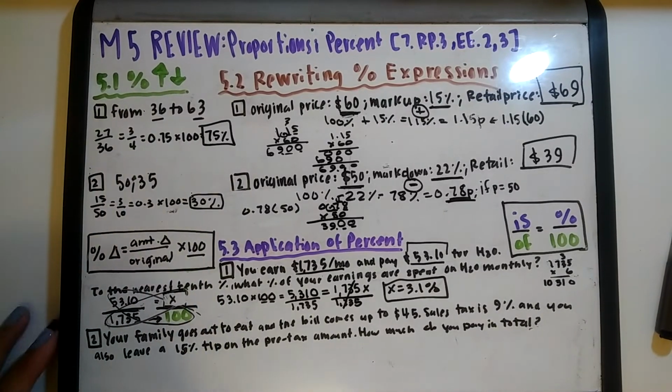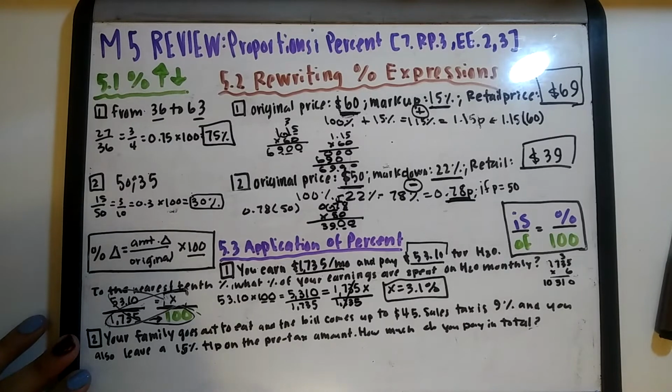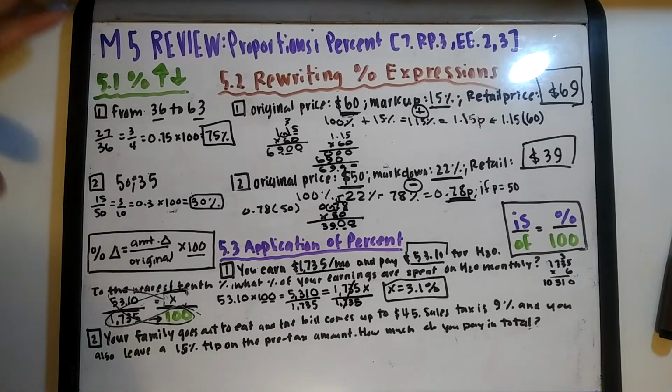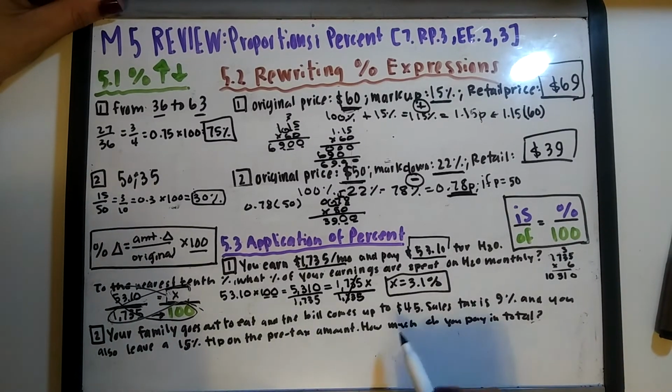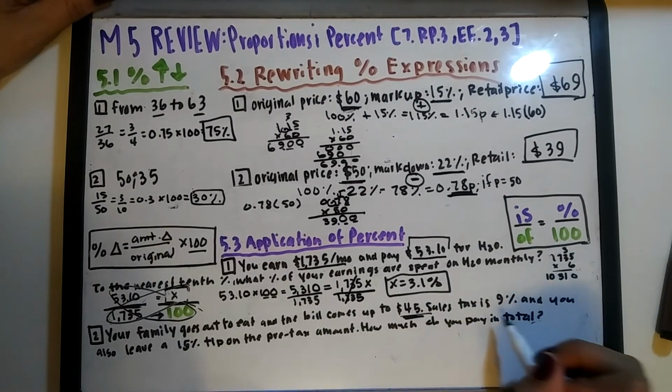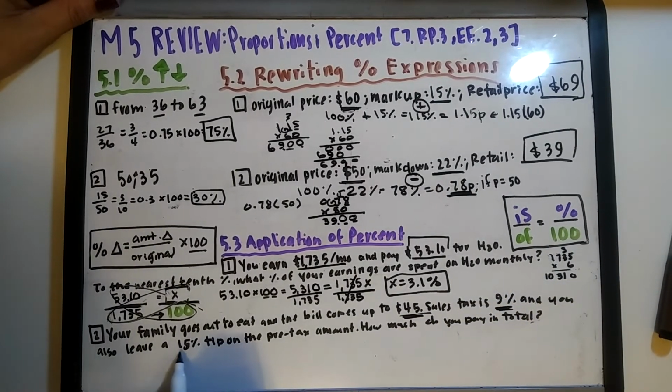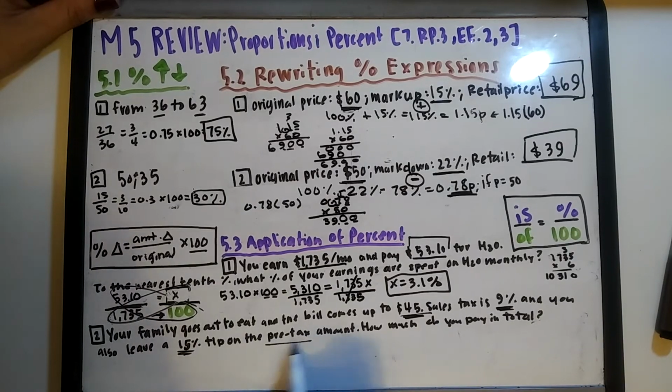And the last one. So this one is very important because you go buy things or go to the store and you pay taxes. And I'm talking about the taxes that you pay on sales. I'm not talking about the end of the year taxes where you have to pay the government, depending on how much you earn, or the government has to give you some money back. So it says your family goes out to eat and the bill comes to $45. Now the sales tax is 9% and you leave a 15% tip on the pre-tax amount.